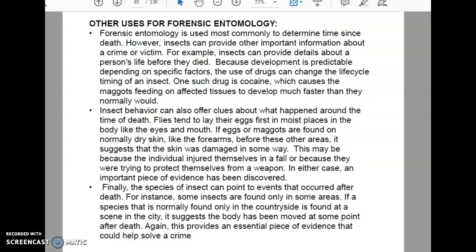And finally, the species of insects can point to events that occurred after death. For example, if a species that is normally found only in the countryside is found at the scene in the city, it suggests the body has been moved at some point after death. And once again, this gives a very specific type of information.